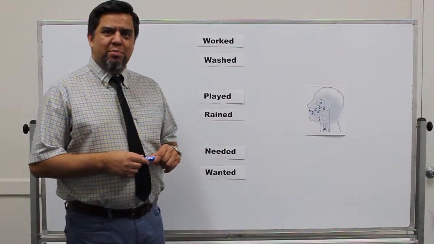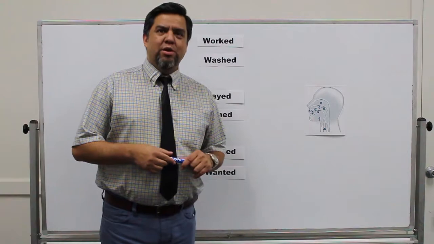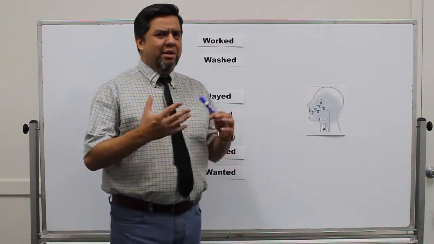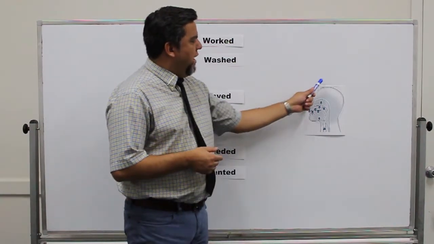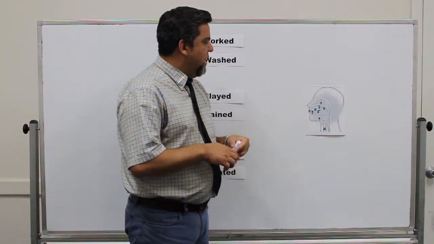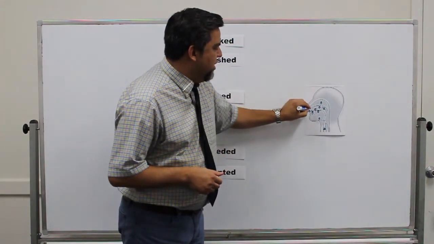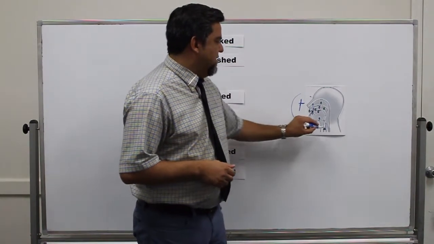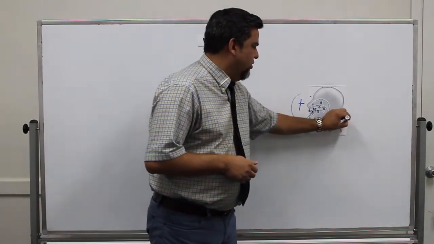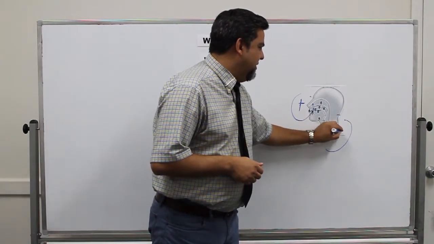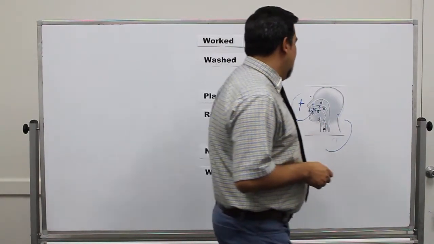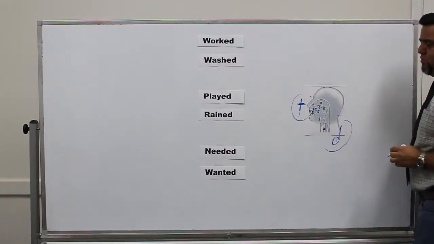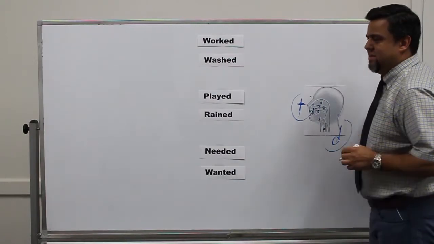Now, we already talked about the three different sounds that the regular verbs in the past produce: T, D, and id. But let's see how this happens. Here we have a scan of a head. If the sound is produced in the mouth area, this sound will be T. If the sound is produced in the throat area, this will be a D sound. One more time. If the sound is produced in the mouth, it will be T. If the sound is produced in the throat, it will be a D sound.